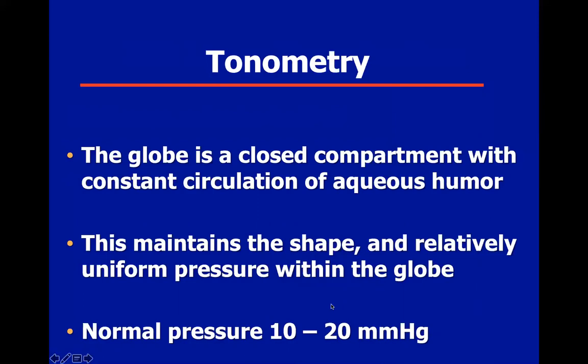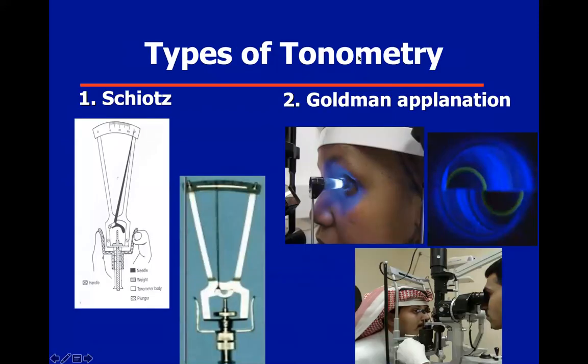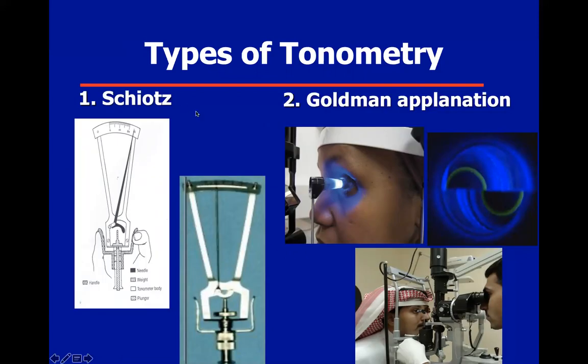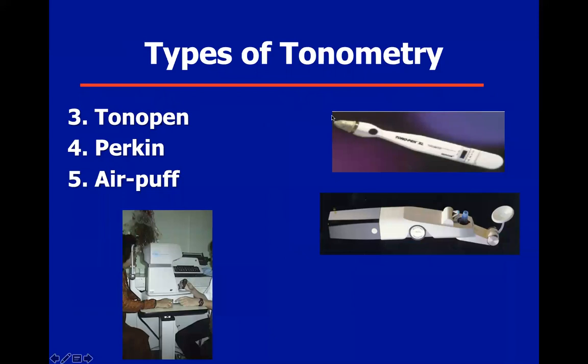Please remember, it is really very important to know your normal pressure, which is from 10 to 20 millimeters. A really key point to know. There are many ways that we can measure the intraocular pressure, which we refer to as tonometry. You have the Schiøtz, you have the Goldmann applanation, just so that you know about them.